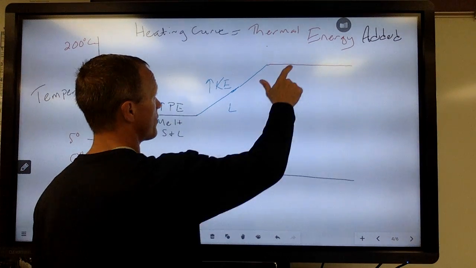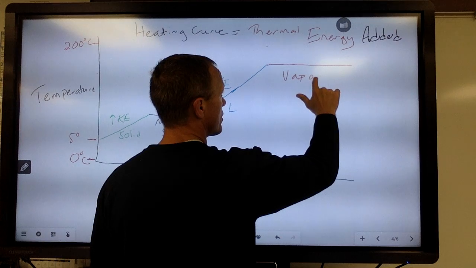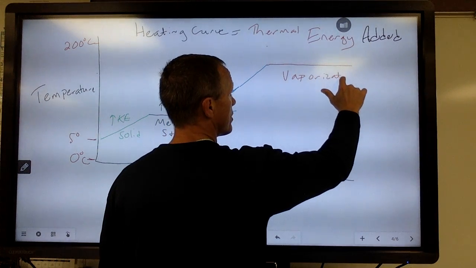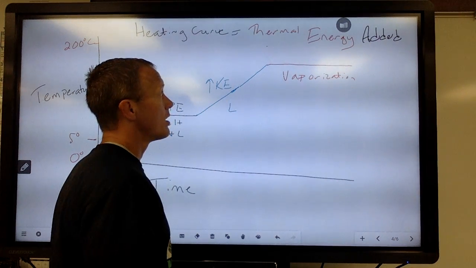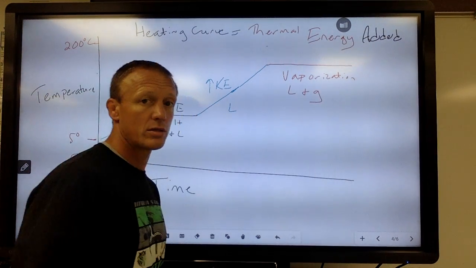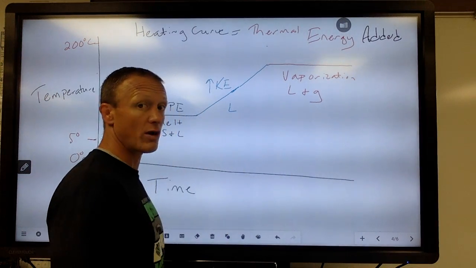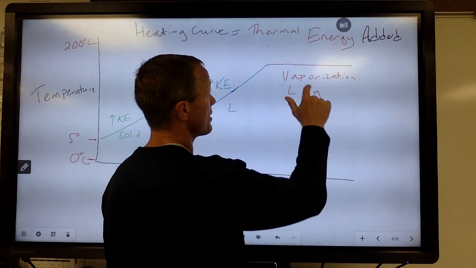So right here, we are boiling. Okay, or vaporizing. So this is vaporization, which is just boiling. You would have some liquid and some gas molecules. And you're still adding heat. You're sitting on a stove boiling water. You're still adding heat, but that temperature is staying consistent.